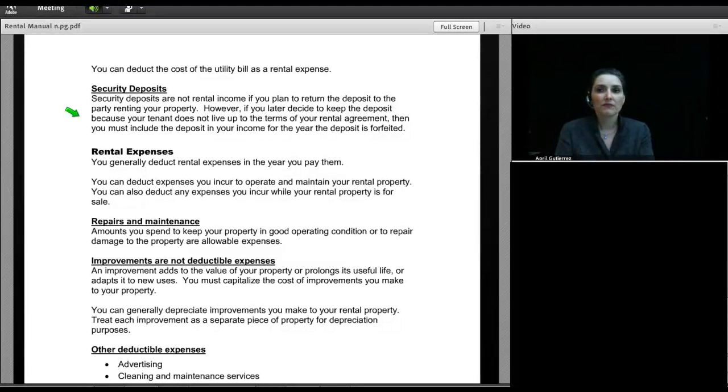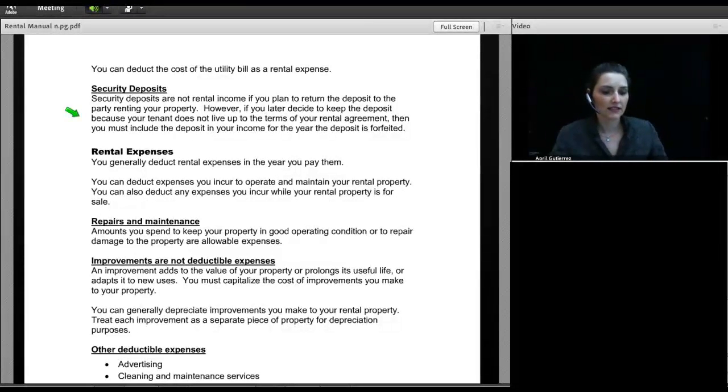Now, if the deposit from the very beginning is always intended to be non-refundable, then a non-refundable deposit is income to the landlord at the time it is received. But a deposit that is intended to be refunded is not really income of the landlord or money belonging to the landlord. It's essentially held in trust for the tenant, to be refunded to the tenant if the tenant lives up to the terms of the lease agreement.